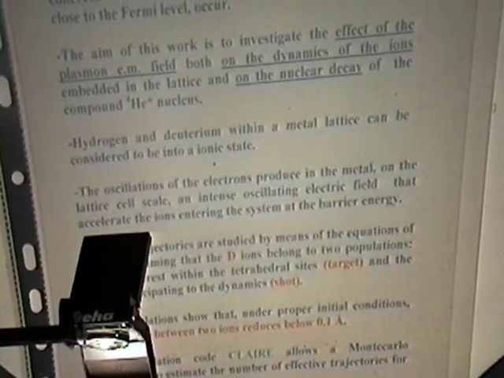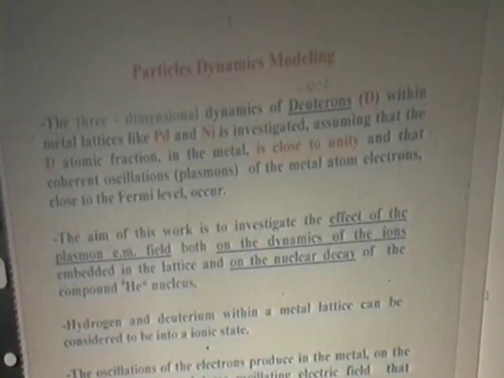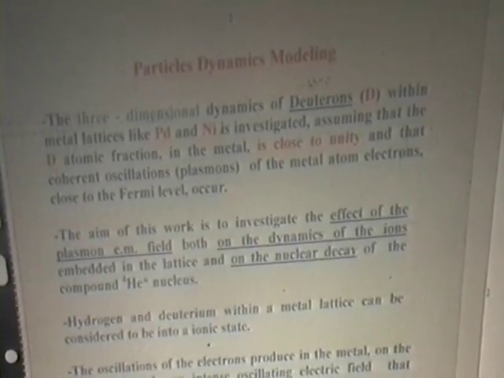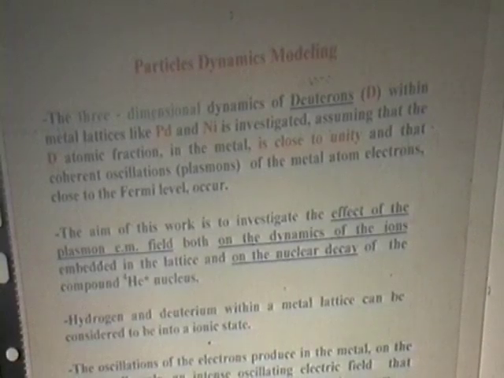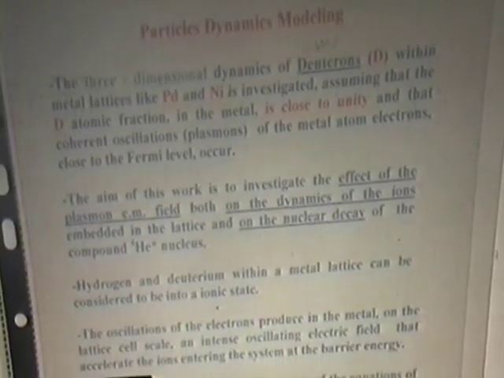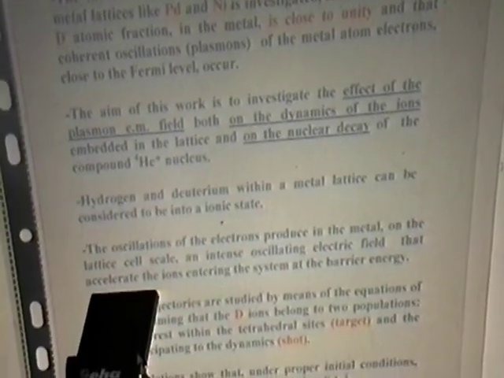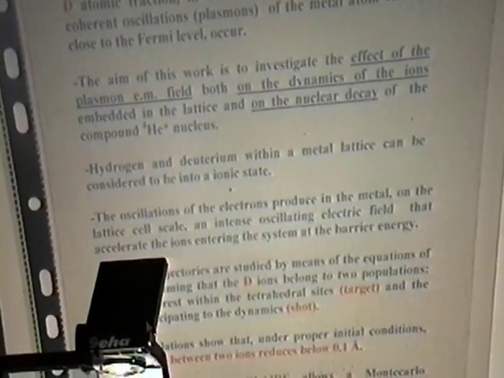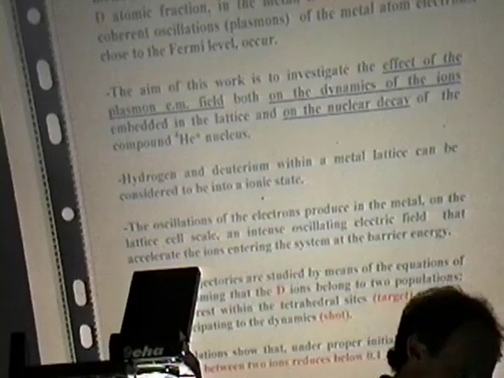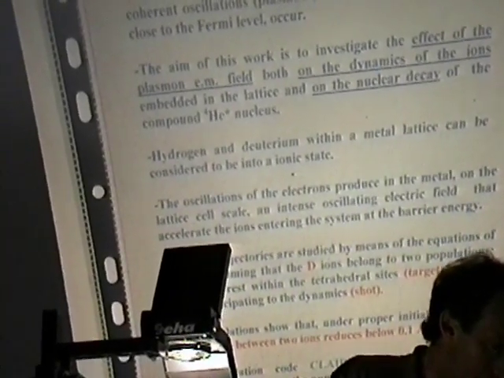This analysis is a three-dimensional study that is available for palladium and for nickel, because the geometry of the cell in the hydride of palladium and nickel are basically the same. And also the electron Fermi level is not too different.